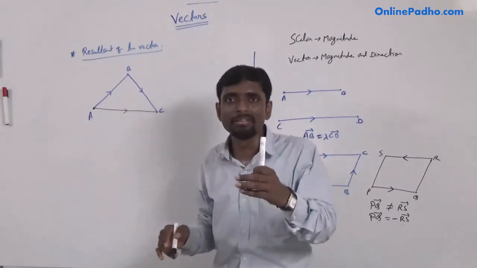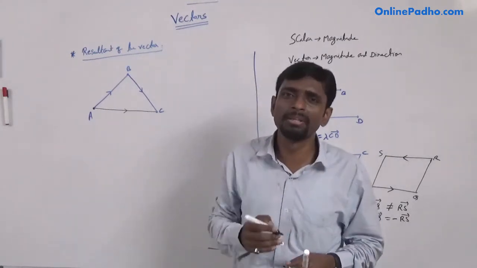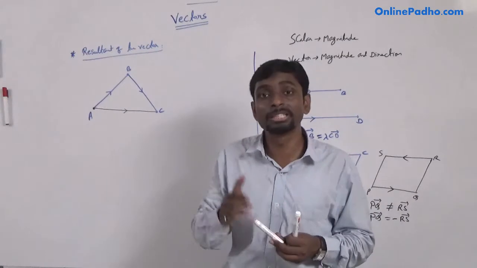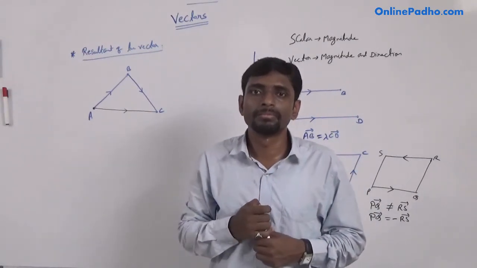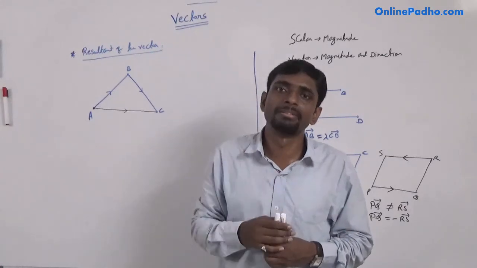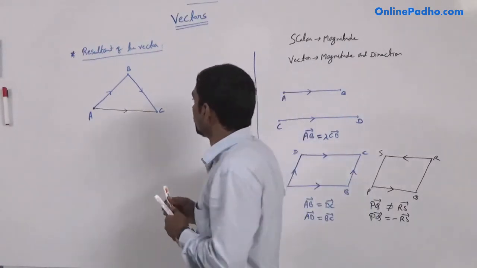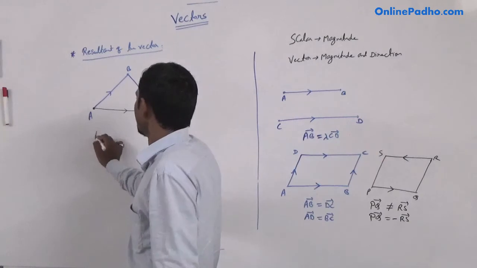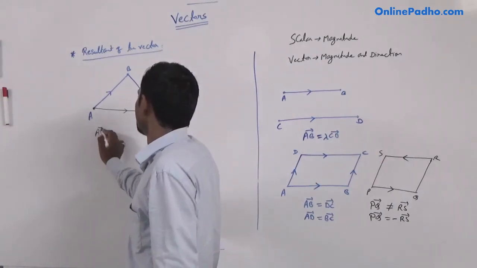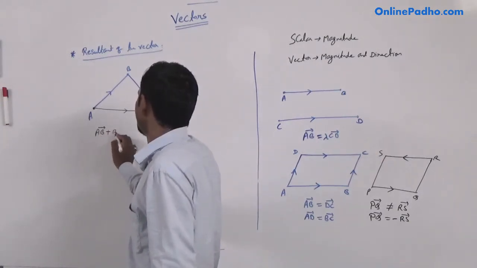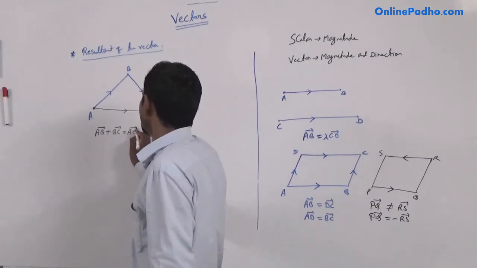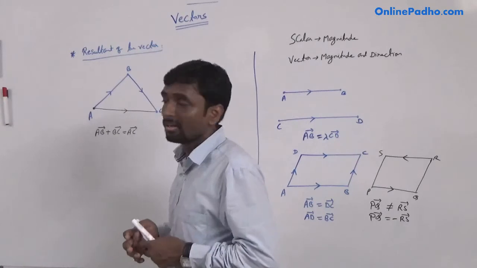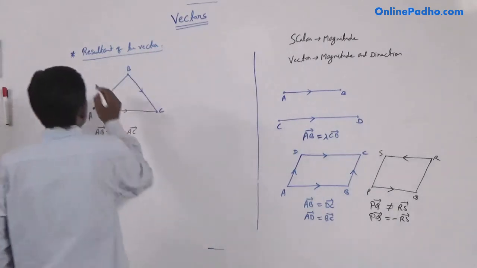You know, distance is a scalar quantity, but displacement is a vector quantity because displacement represents the direction as well. In which direction you went, right? So here we can say that AB vector plus BC vector is equal to AC vector. This is a very important triangle law. This is called the triangle law of vector.